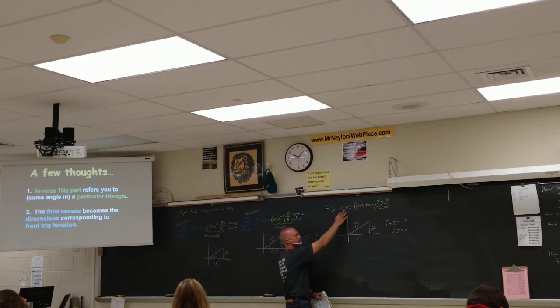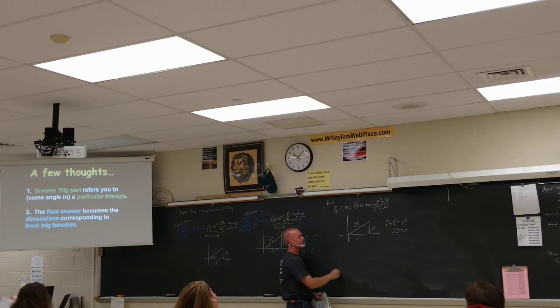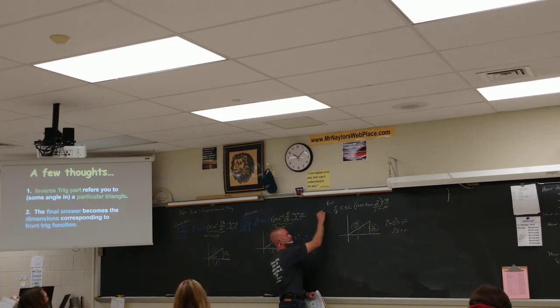And then cosecant, just trying to keep you remembering these definitions. Cosecant is r over y. R over y. Okay, so we end up with root 5 over 2.